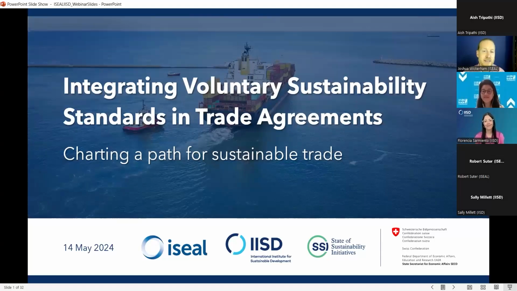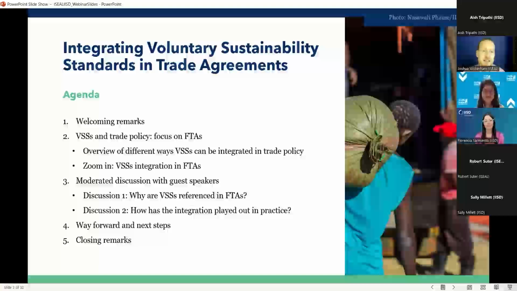So next slide, please. A little about the agenda. After my welcome remarks, we will have a presentation from IISD on some exciting research they've done on VSS and trade policy, the focus on free trade agreements, VSS being voluntary sustainability standards or voluntary sustainability systems. So an overview of the different ways that VSSs can be integrated into trade policy, and a zoom in on VSS integration in FTAs.